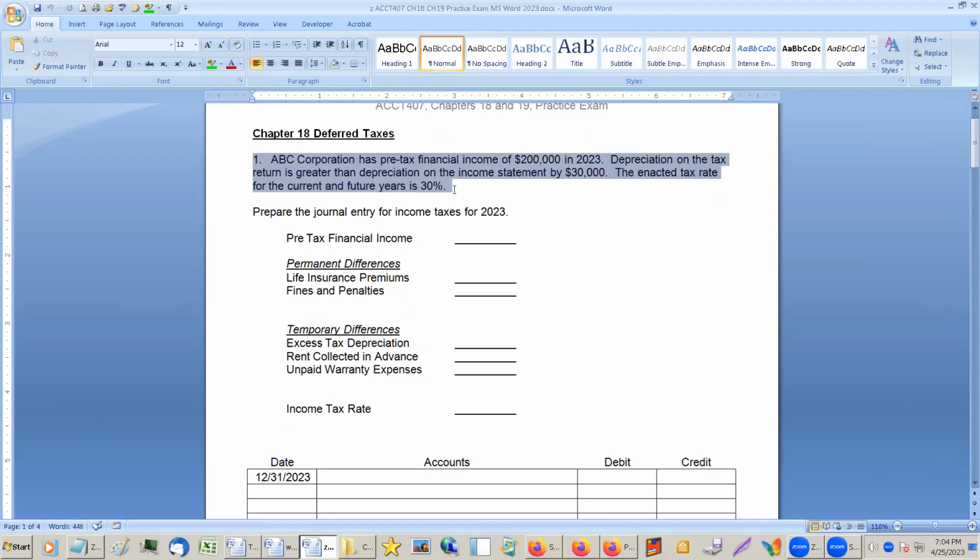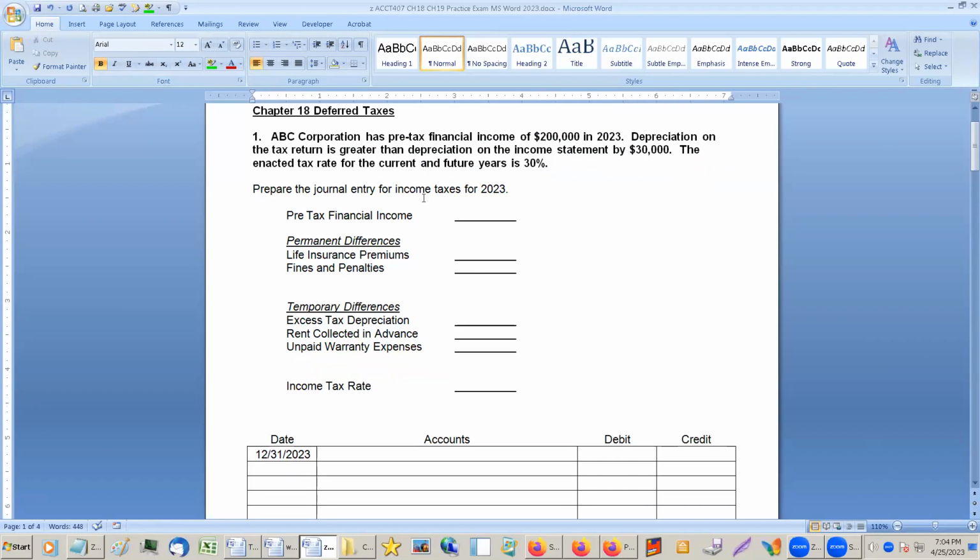And this is kind of the way, when you see it on the CPA exam, it's not going to be laid out like this, but that doesn't mean you can't put it into this kind of a format. So one thing I like to always do is do the permanent differences first and then do the temporary differences. It just makes it easier for the journal entry.